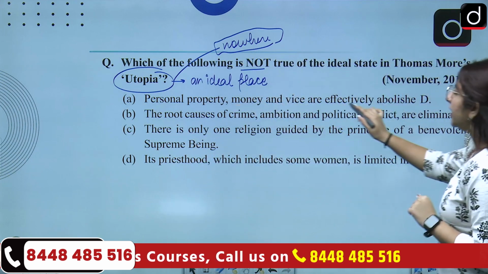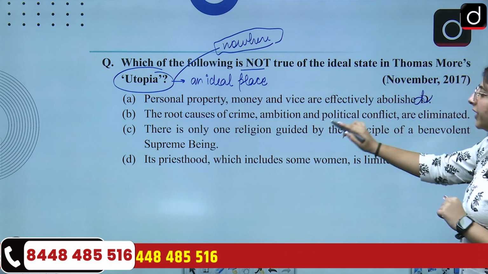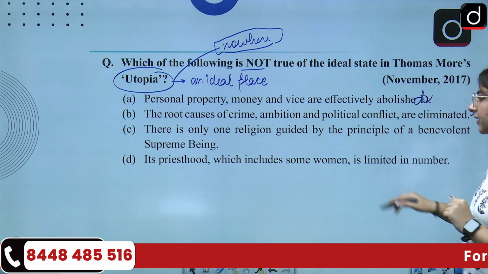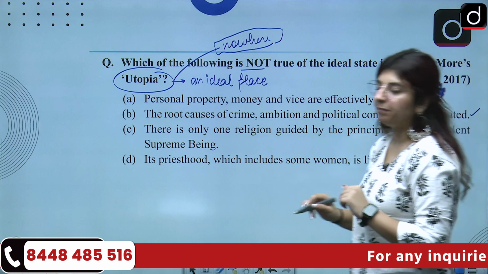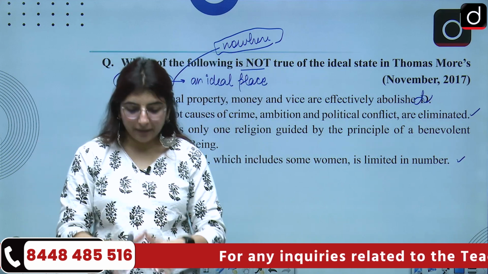Personal property, money and vice are effectively abolished. The root causes of crime, ambition and political conflict are eliminated. Bilkul hai ye cheez. The priesthood, which includes some women, is limited in number. No talk about a supreme being has been done, right?